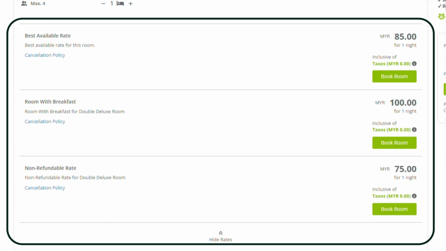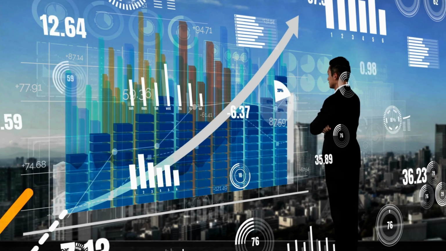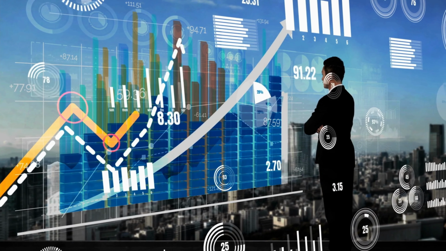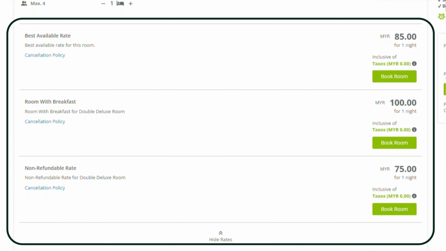I see. Then how do you think the hotel can measure the effectiveness of their rate plan? Very obvious. For the hotel, most of the time, especially the revenue manager, they have a certain target, certain segments they want to reach. They have a revenue target. So that's how they come up with different strategies and rates plans.